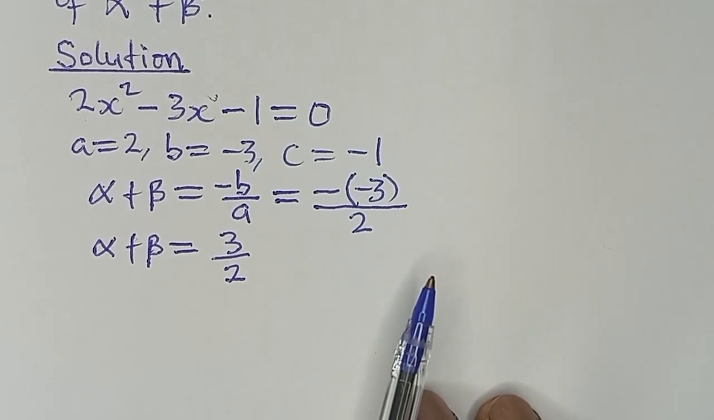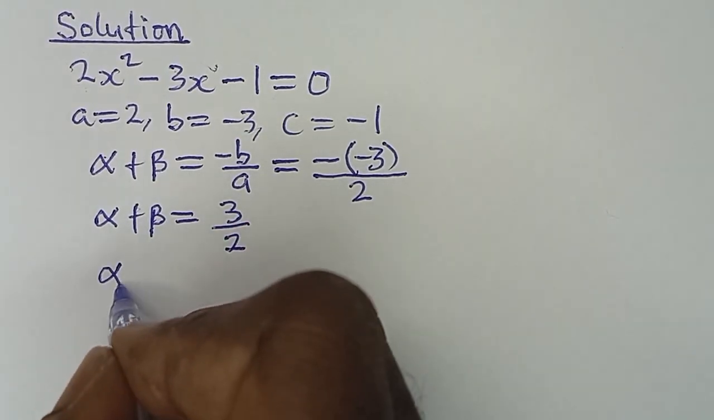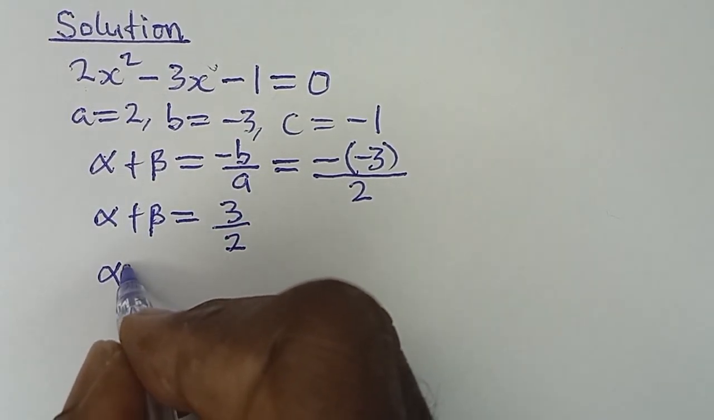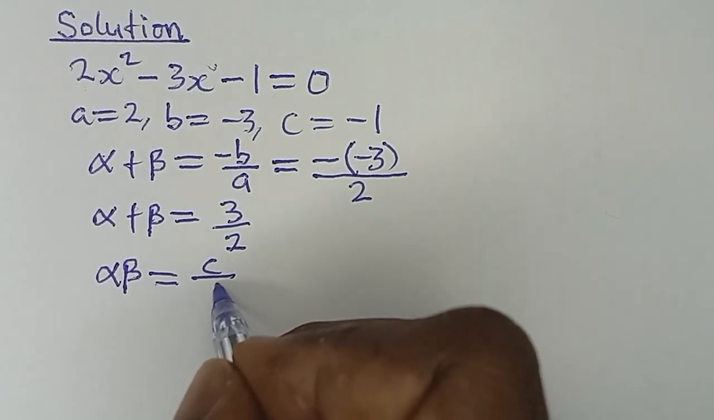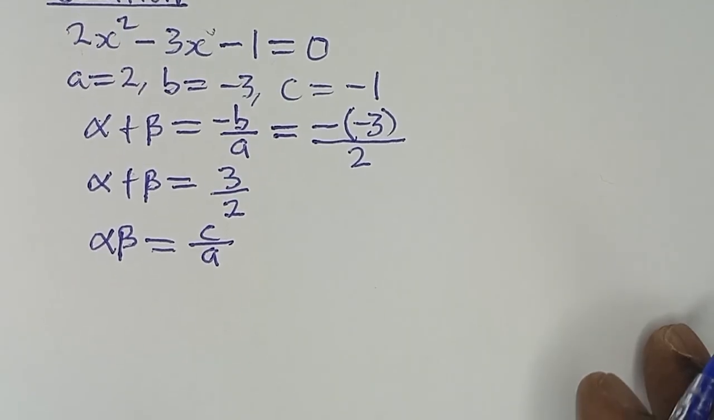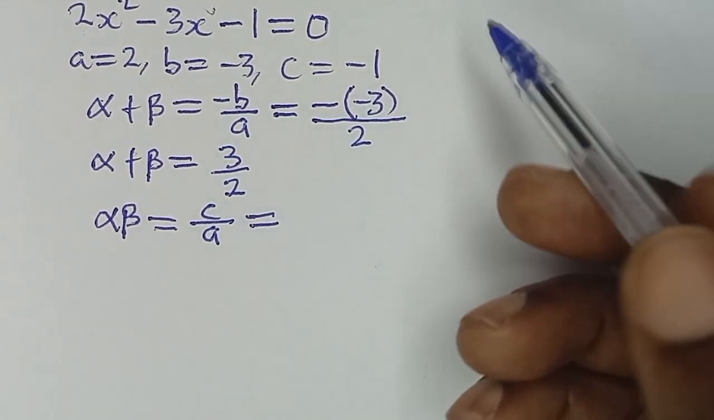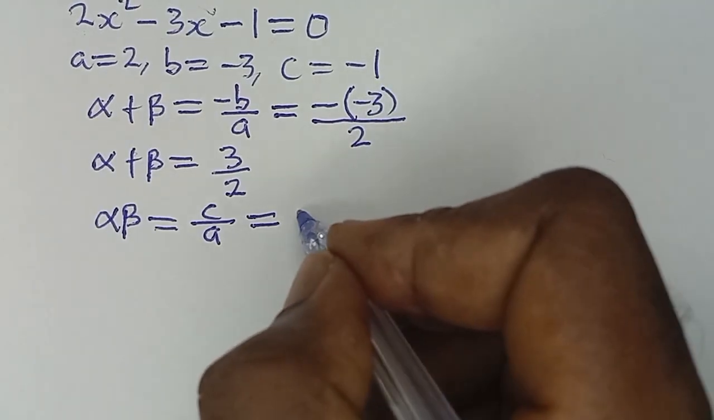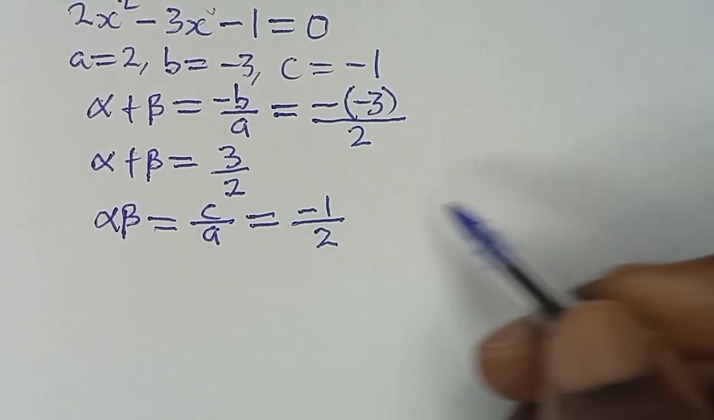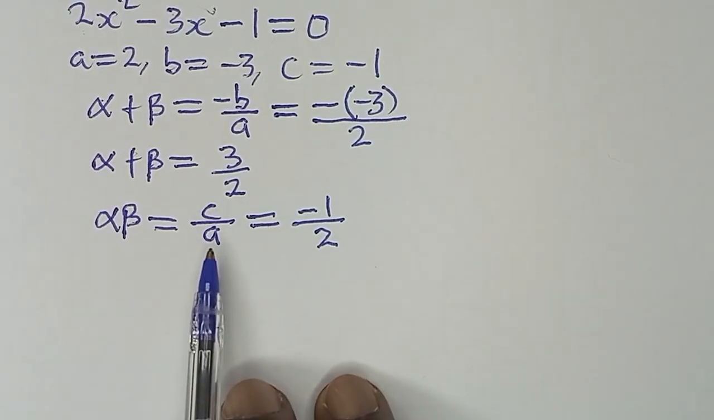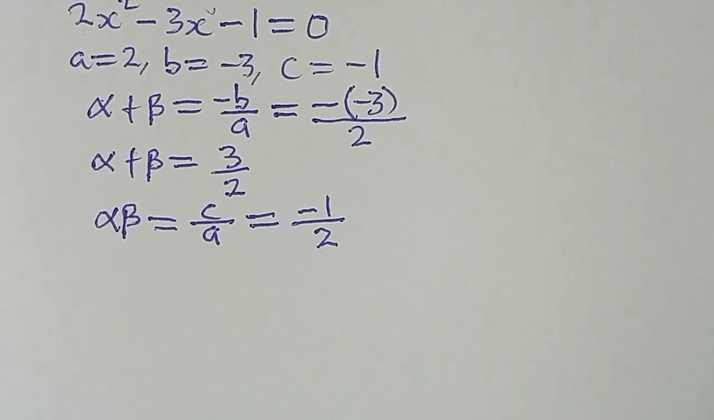What about the product of the roots? The formula for the product of the roots, because the roots are alpha and beta, is alpha times beta, which is equal to C over A. So that is the formula for the product of the roots. And what is C? C is negative 1. And what is A? A is 2. So that means the value of C over A, which is alpha beta, that is the product of the roots, is negative 1 over 2.